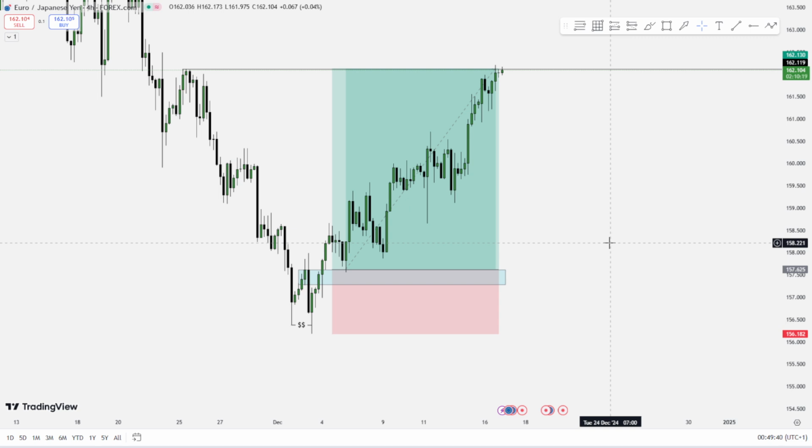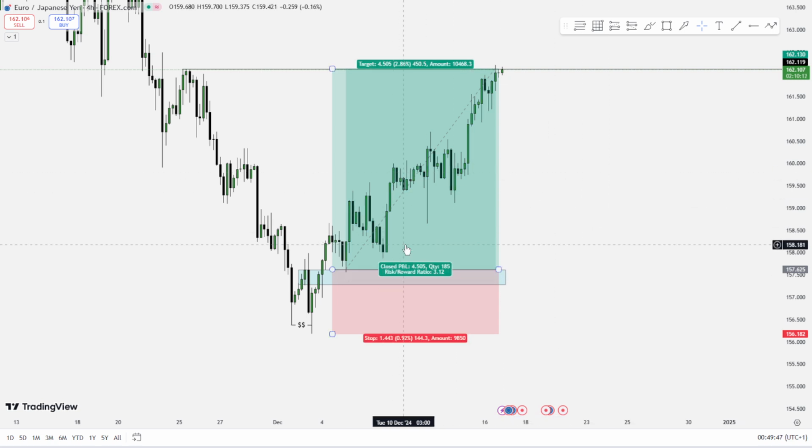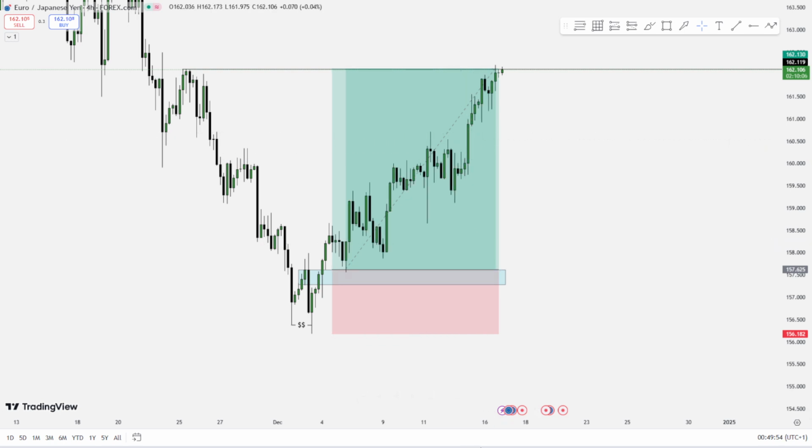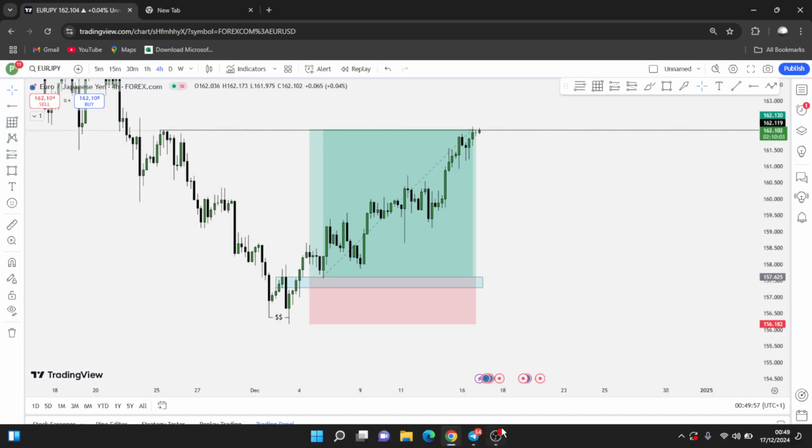Welcome back, traders. On today's video I'm going to show you this swing trade I took on AeroJPY. I took this trade on the 5th of this month, and then it finally got to my TP today. I also shared this with the community, which I'm going to show you guys right here.